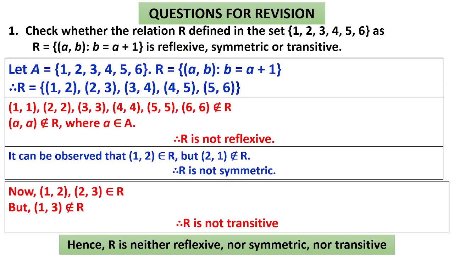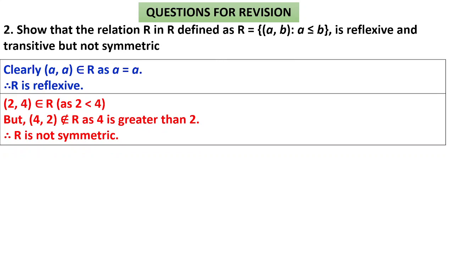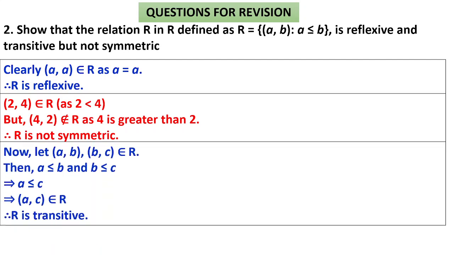Now, I move on to symmetric nature. When I move on to the symmetric nature, (2, 4) belongs to R as 2 is less than 4. But (4, 2) is not in R because 4 is greater than 2. Therefore, not symmetric. When I replace it, a less than or equal to b, b is not less than or equal to a. Well, I have taken one example for variety, not symmetric.